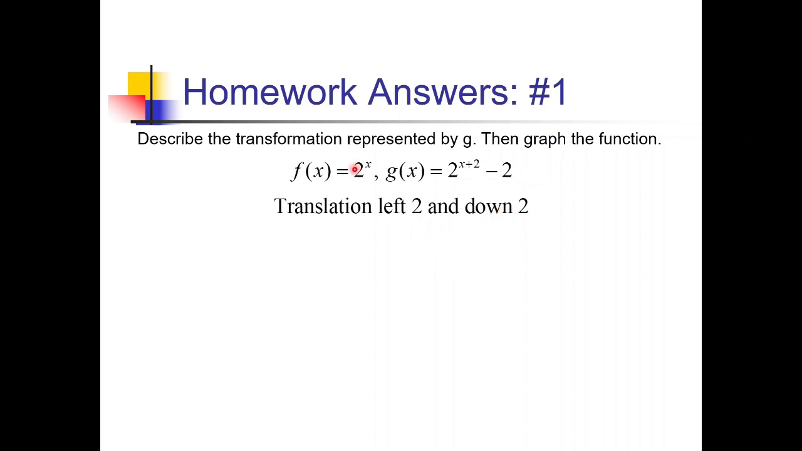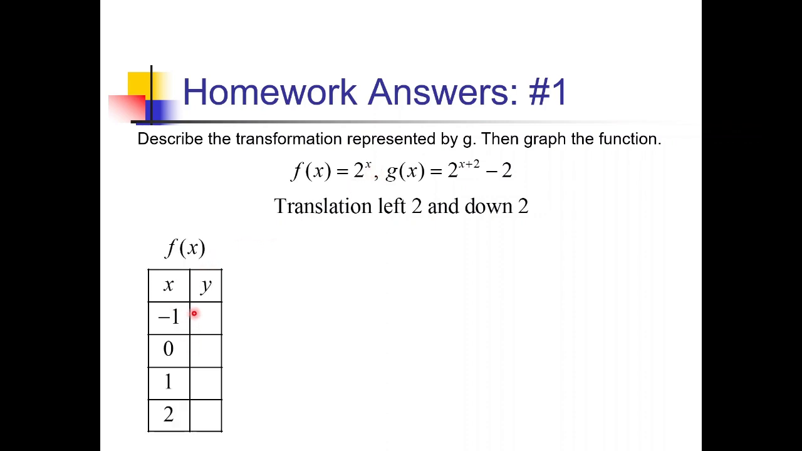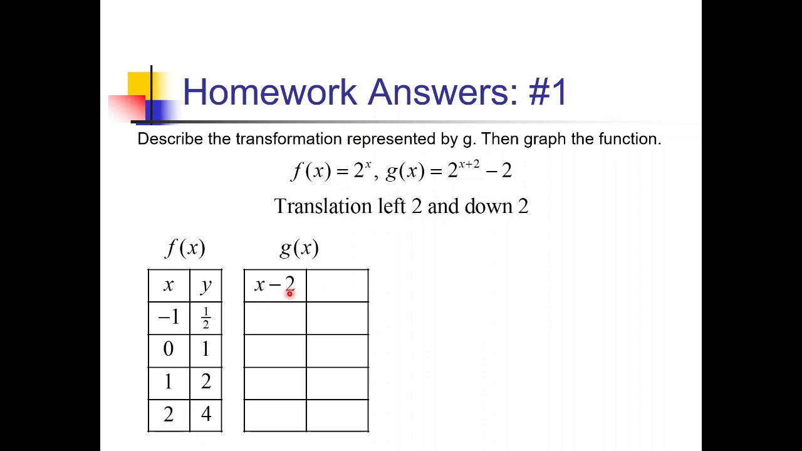Let's write the parent table using 2 to the x. Since this is a growth function, we're just going to go from -1 to +2 for my x values. So we've got 2 to the -1 is 1/2, 2 to the 0 is 1, 2 to the 1 is 2, and 2 squared is 4. For the new rules here for the g function, since we're going left 2, we have to do x minus 2. And since we're going down 2, we have to do y minus 2 as well.